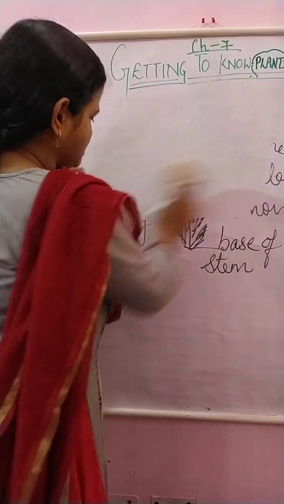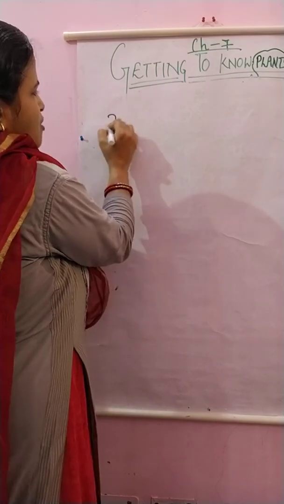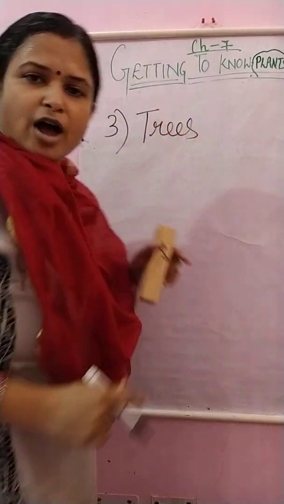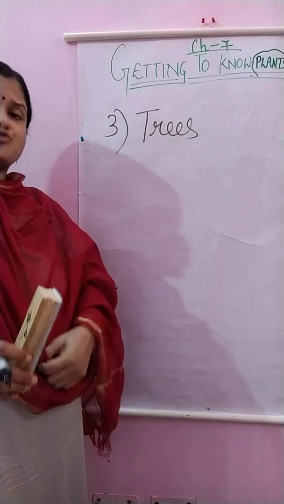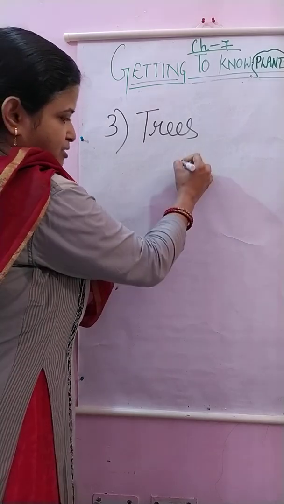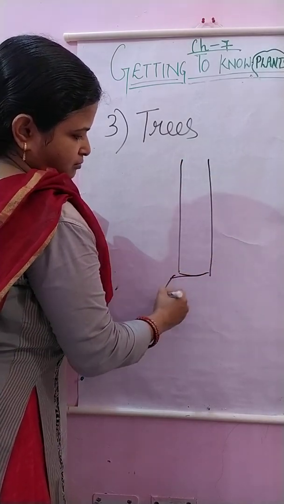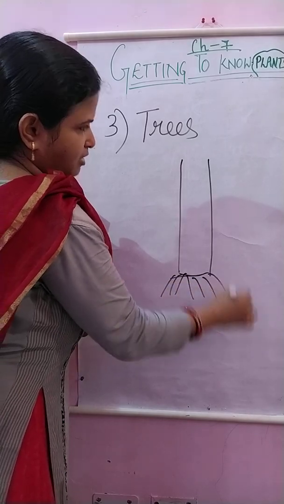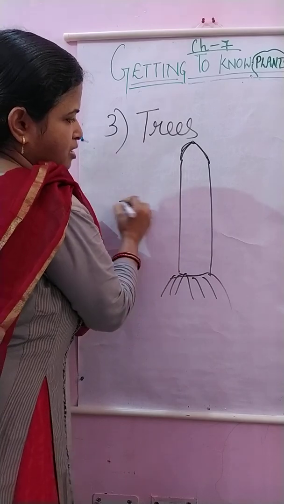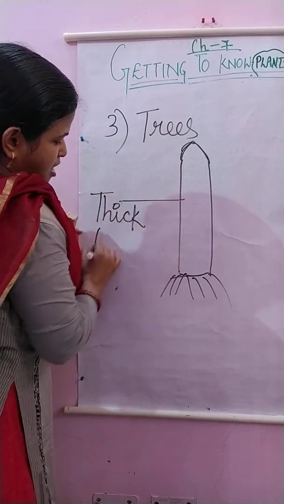Now third one we will discuss about trees. First was herbs. Second was shrubs. And third is trees. Trees, you know, are very tall. For example, this is the tree. This is the root I am making, and this is the stem. Their stems are thick, hard.